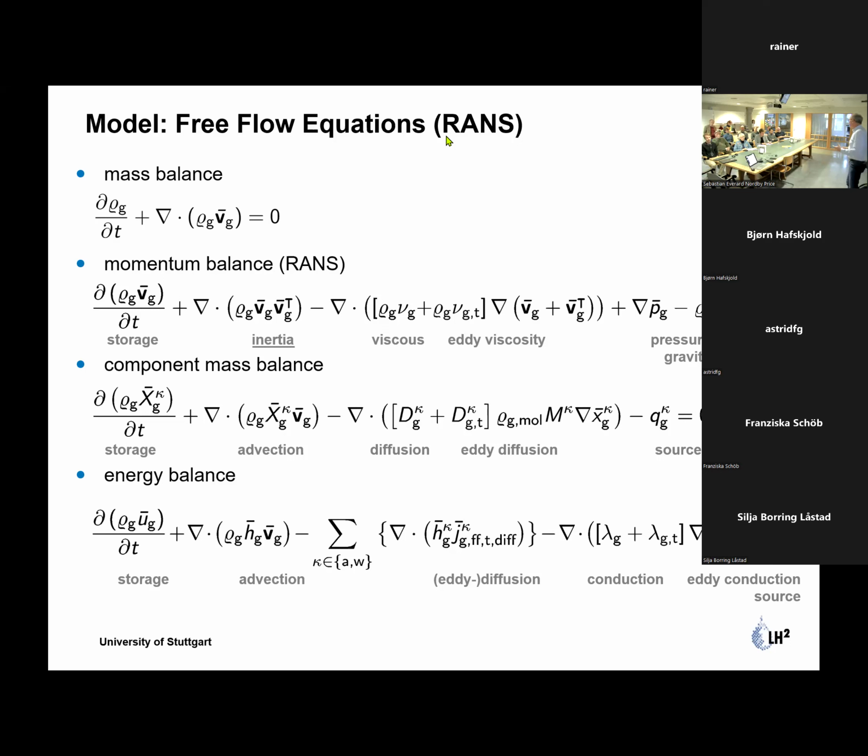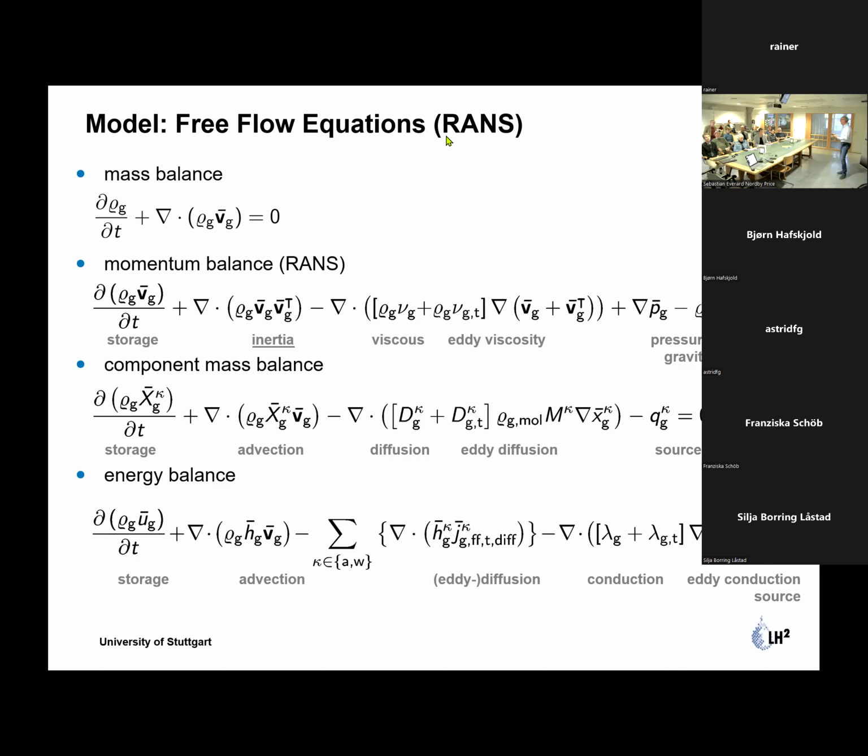And the same for the energy balance, but we assume for this case some local thermal equilibrium, so that we can use one equation for all phases, one energy equation. That means we have the internal energy, the enthalpy, that means the advective term. Then we have the eddy diffusion term, sorry, the conduction, and we have these two ones, and the source and sink. Okay, if you have questions, please interrupt me anytime.